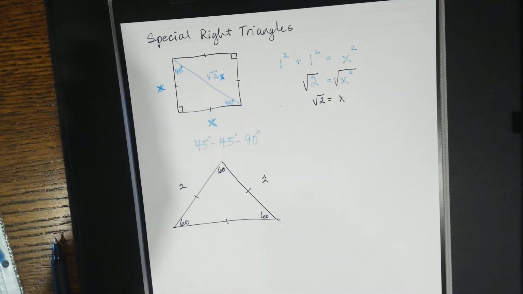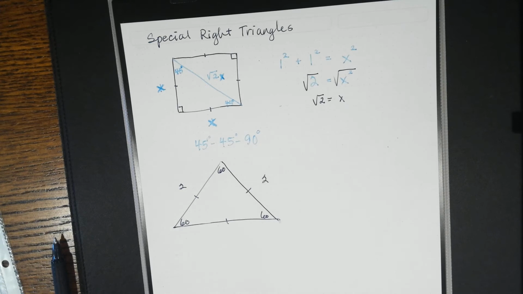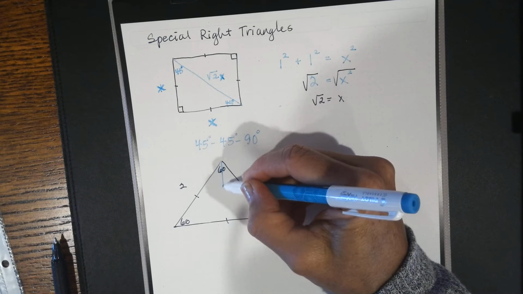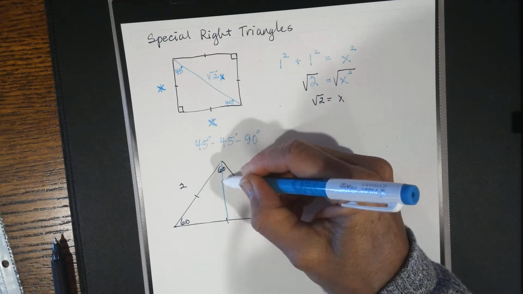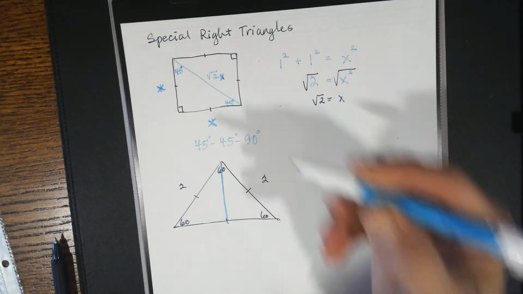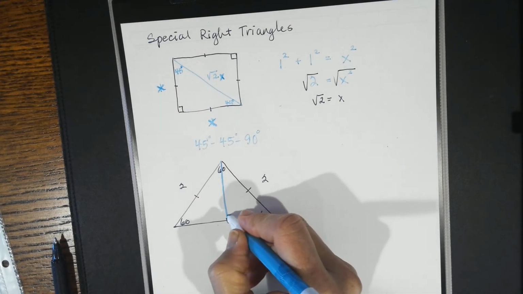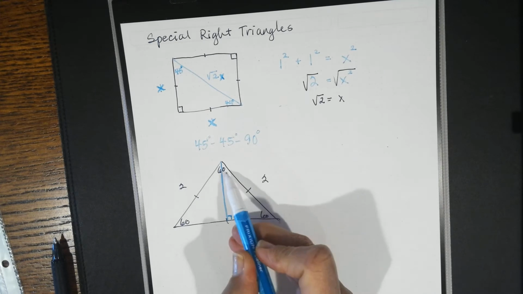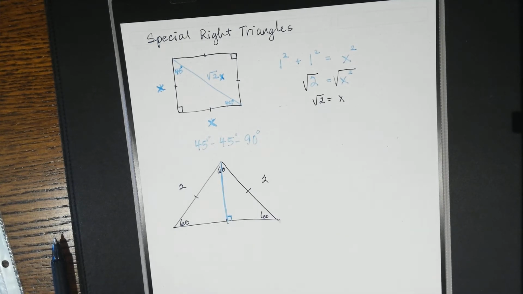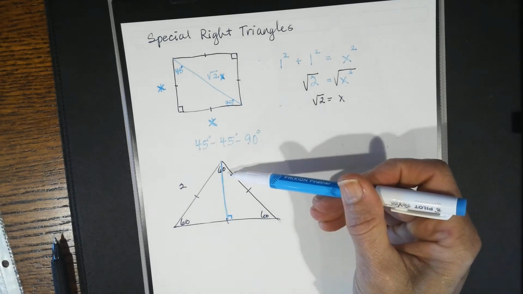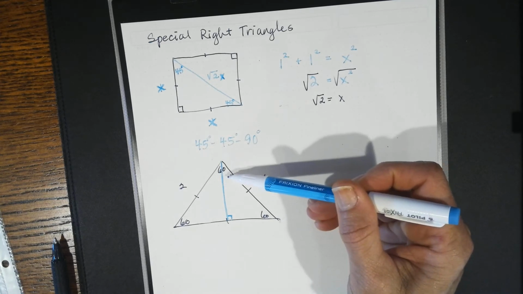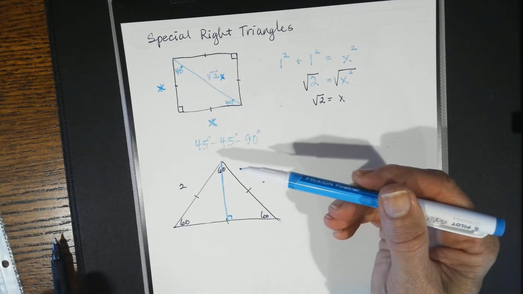Now, if I want to make a special right triangle, then what I'm going to do is draw a perpendicular straight from the middle. See how that works? This angle is still 60. This angle is 90. What does that make this one up here? This one here, it got split in half. So what's half of 60?